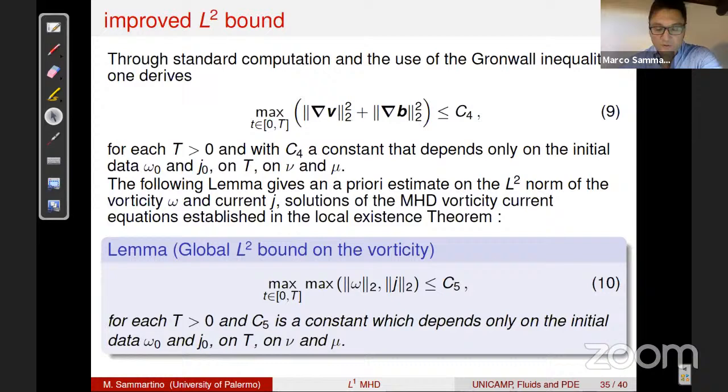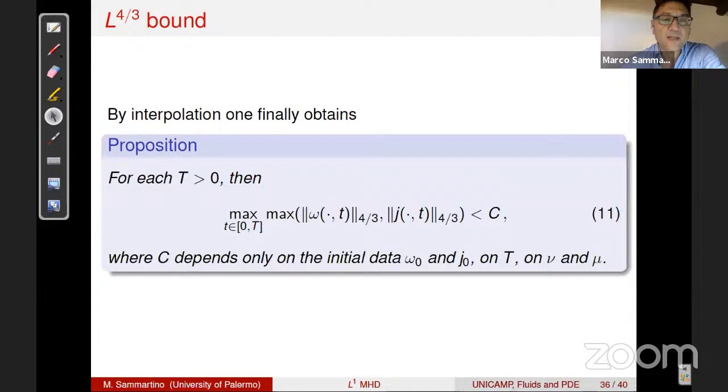So I think I have 5 more minutes, but should be enough. I have 5 slides left. So interpolating between L2 and L1, we have a bound on the four-thirds norm of the vorticity and the current. And the global bound depends on the initial data, and of course on nu and nu.